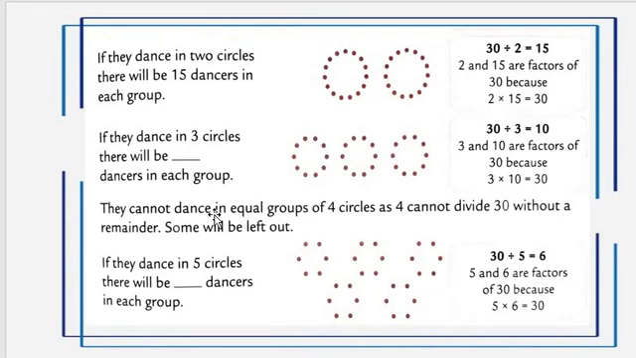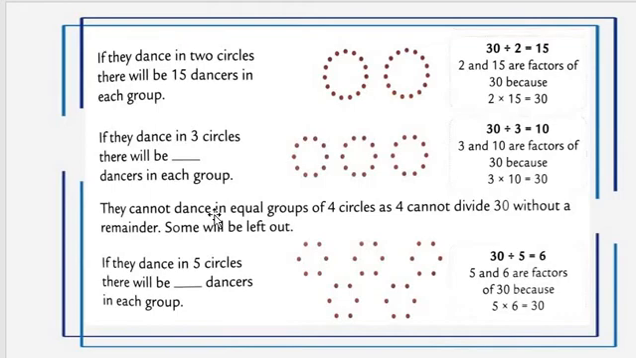4 1s are 4, 4 2s are 8, 4 3s are 12, 4 4s are 16, 4 5s are 20. Okay, 4 6s are 24, 4 7s are 28, 4 8s are 32. It's close to 32. 4 8s are 32, so 32 is close to 30. It means in table number 4, 30 will not come. So that's why we cannot divide into equal groups of 4 without a remainder.